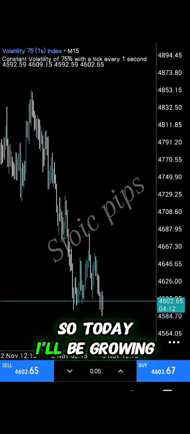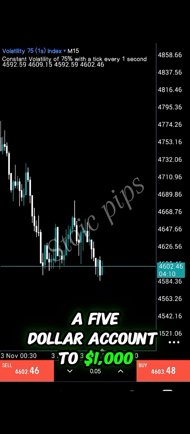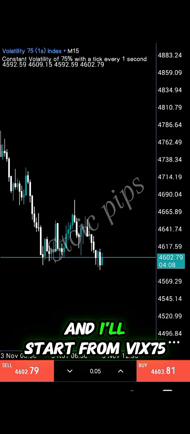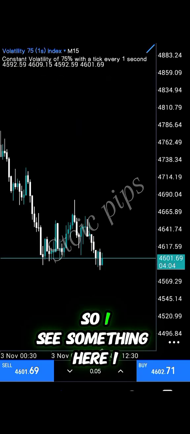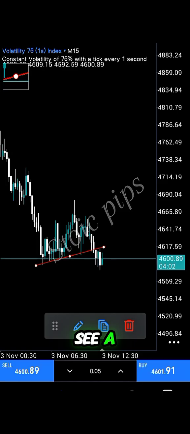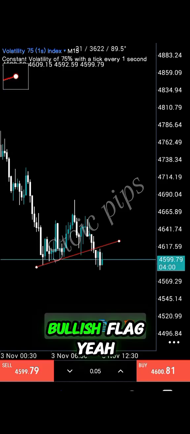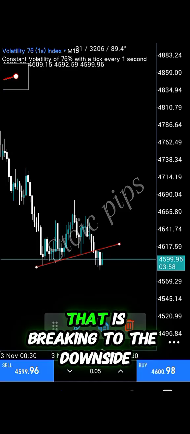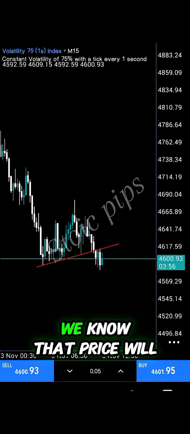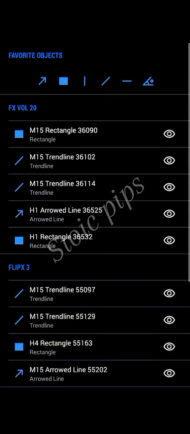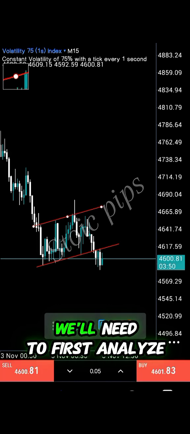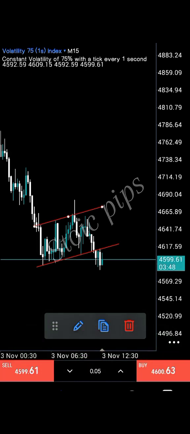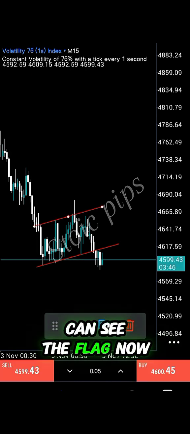So today I'll be growing a $5 account to $1,000, and I'll start from VIX 75 1S. So I see something here. I see a bullish flag that is breaking to the downside, and we know that price will be selling, but before we place our orders, we'll need to first analyze this trade. So I think you can see the flag now.